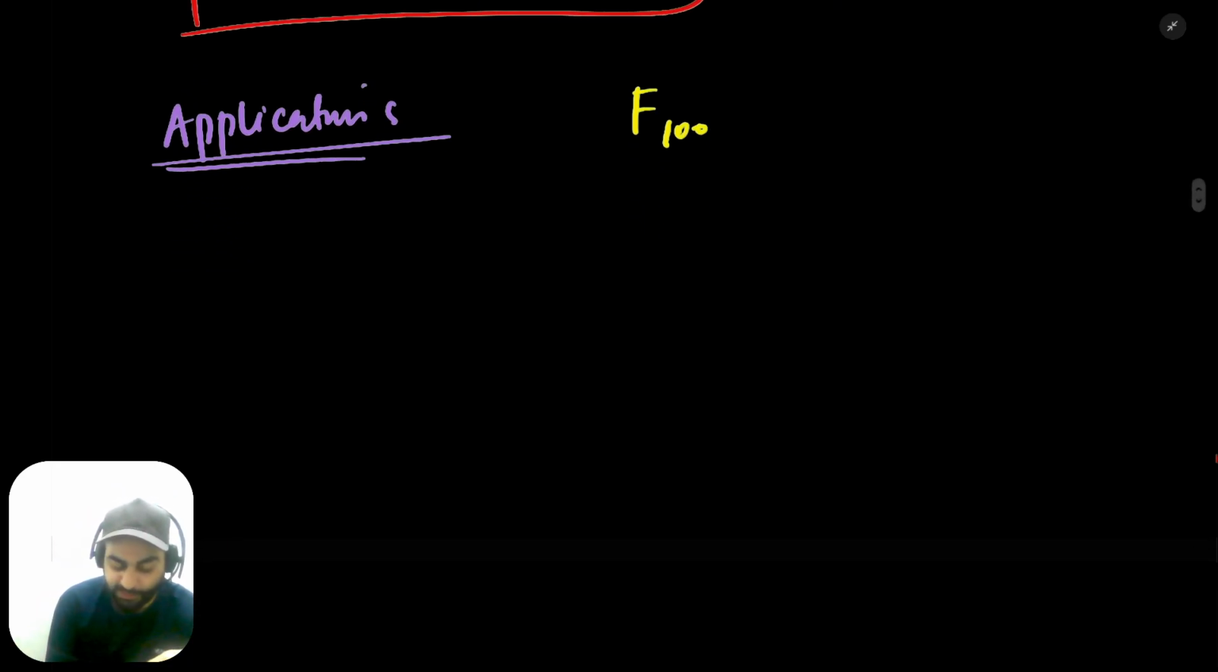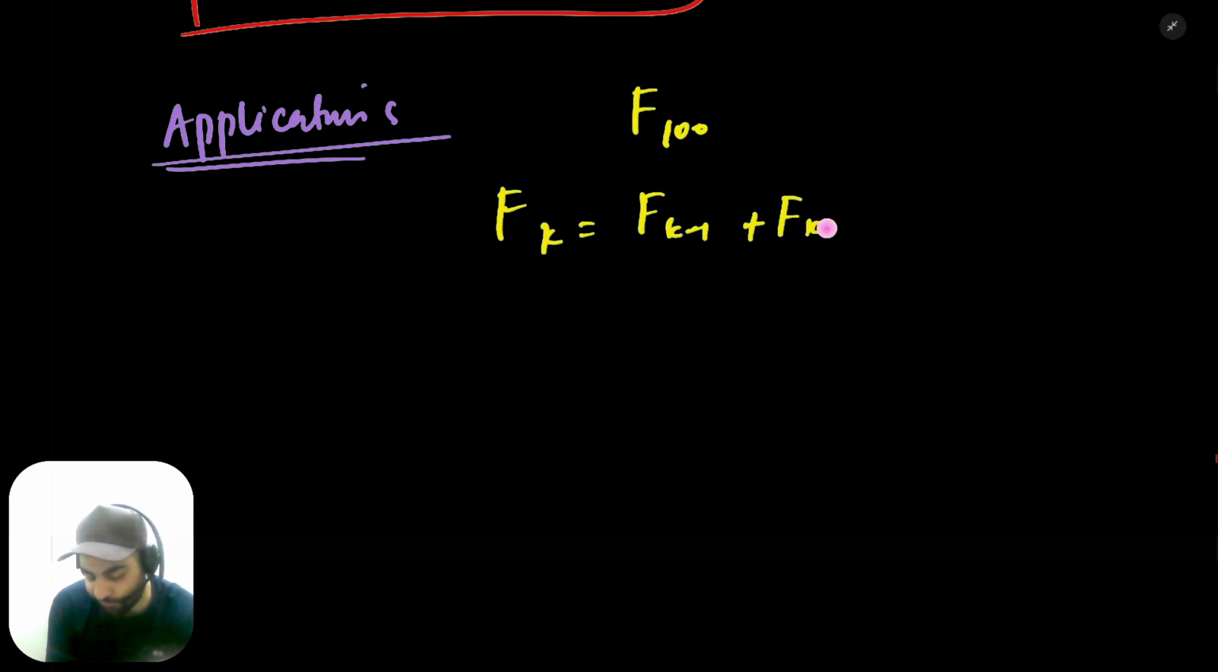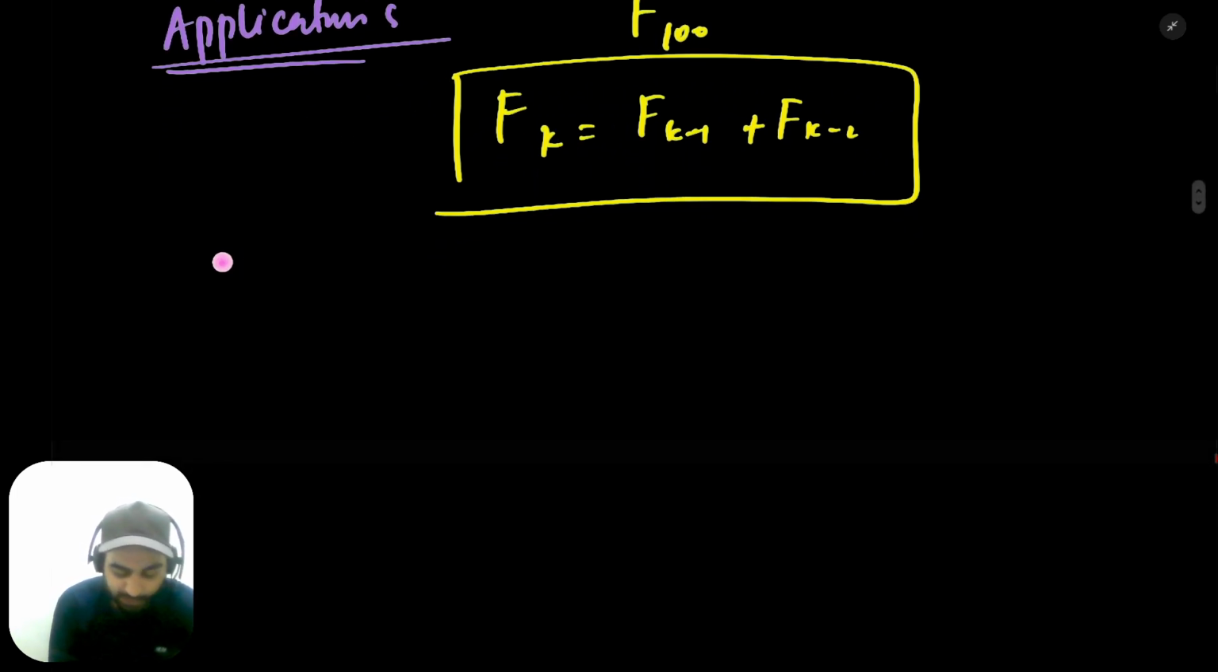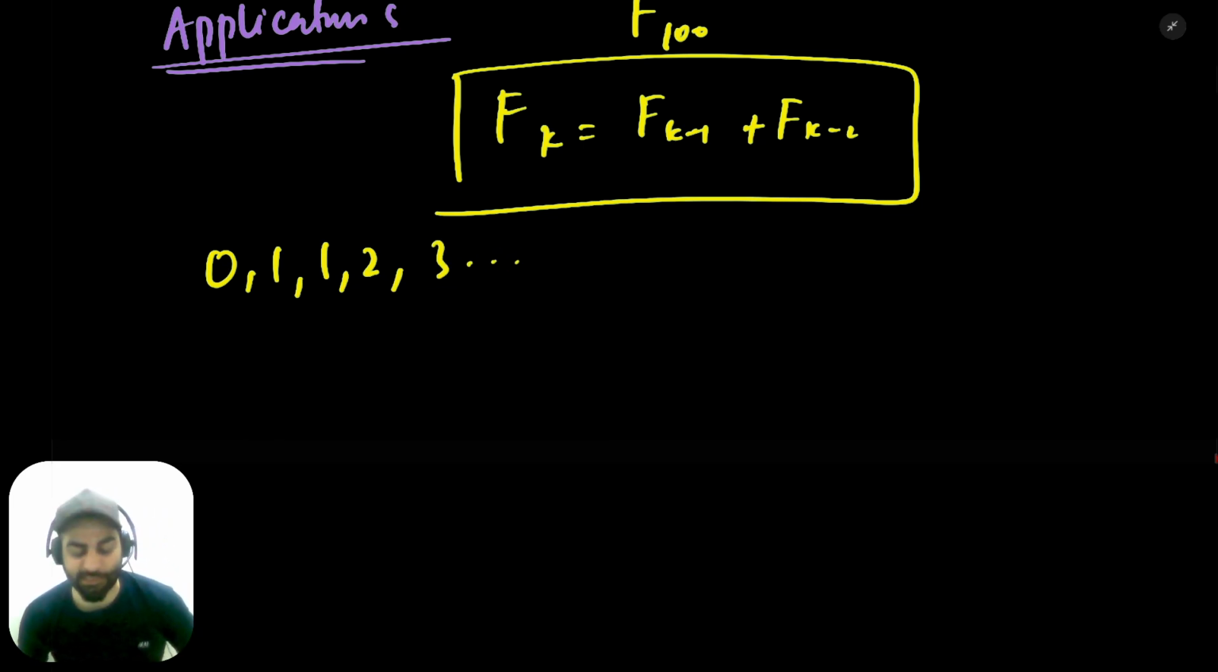So you know that the Fibonacci number f of k is equal to f of k minus 1 plus f of k minus 2. Okay, this is what the Fibonacci series is. So that's 0, 1, 1, 2, 3, and so on. I think you have solved this question in the assignment. Have you? Yes, sir.